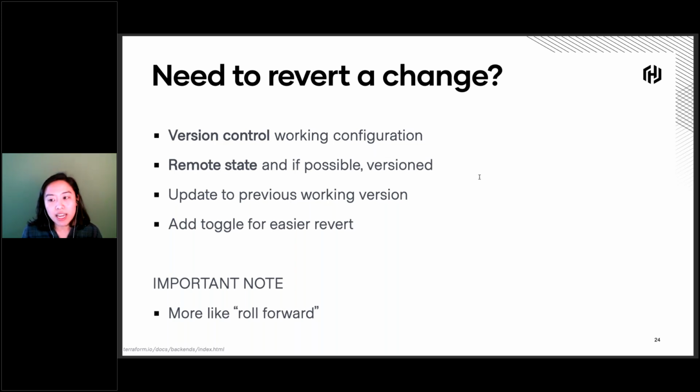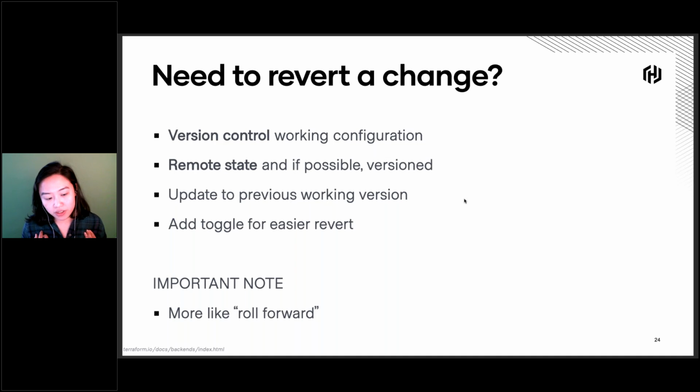In terms of remote state, what you should actually do is version the remote state. This will say version 1, version 2, version 3, these are the important pieces. And so we're going to update to the previous working version. We're going to revert, quote unquote, back to what was the previous working version. That allows us to make sure that we're reverting a change to a working state.